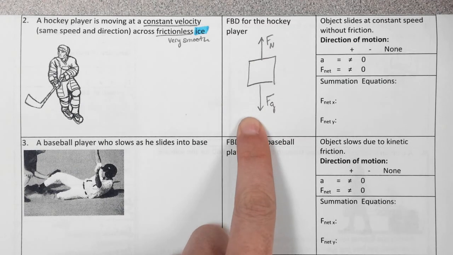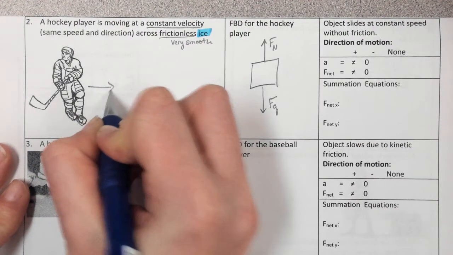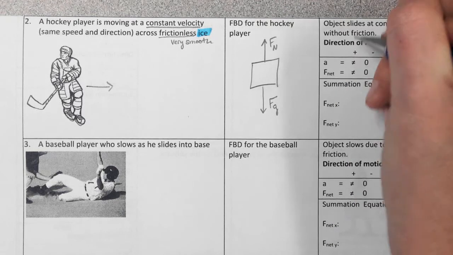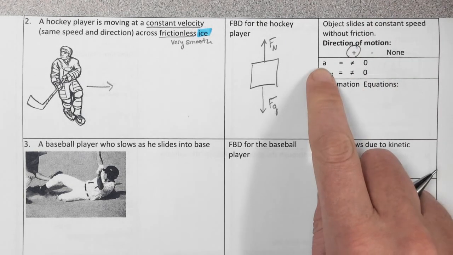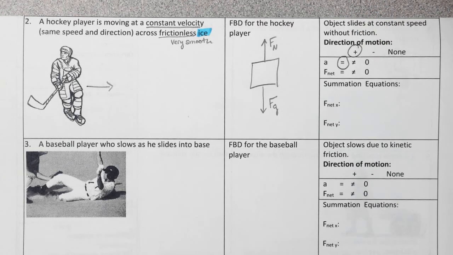So this is our free body diagram. Let's say he's moving this way. What's his direction of motion? Positive or negative? Positive. Is he accelerating? Not accelerating. So acceleration is 0 or is not 0? Is 0. No acceleration means 0 acceleration. So that means the net force is also 0.